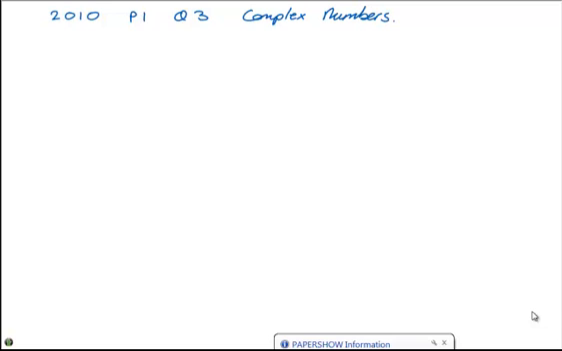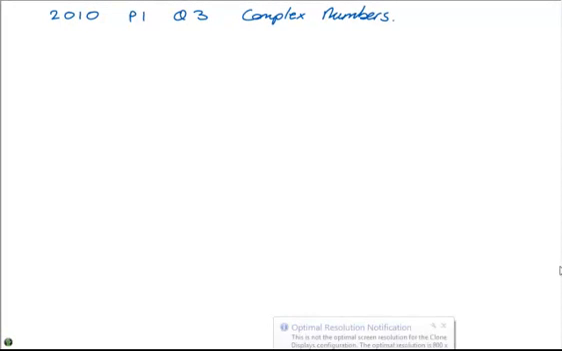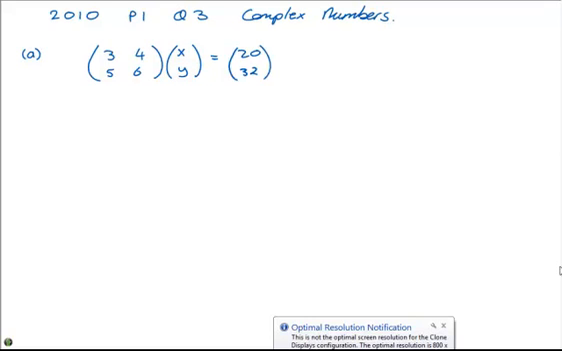Okay, so that's what we're dealing with. Complex numbers 2011. The A part of the question, you're told find x and y such that... Now, as an A part, it's a fairly handy question.